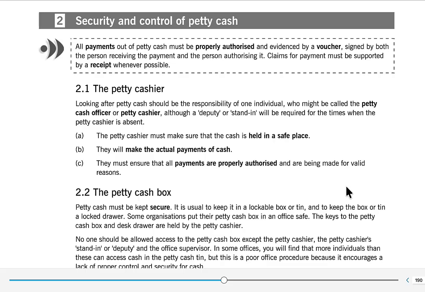So students, the petty cashier is not just a person holding money. The petty cashier is a key control person in the business. Next, we will go to lesson 2.2, which is the petty cash box.